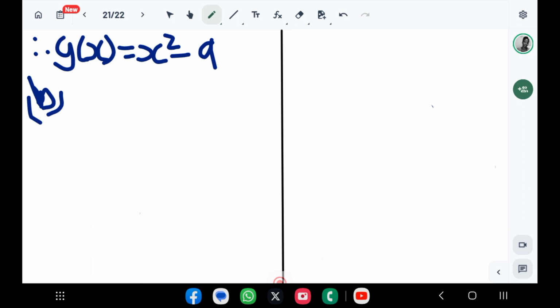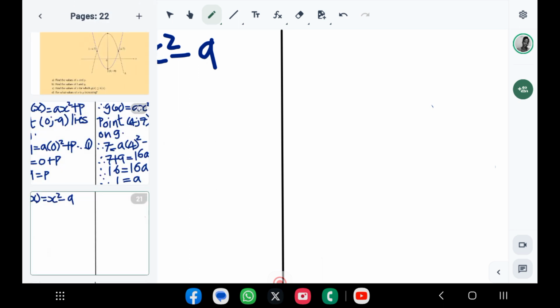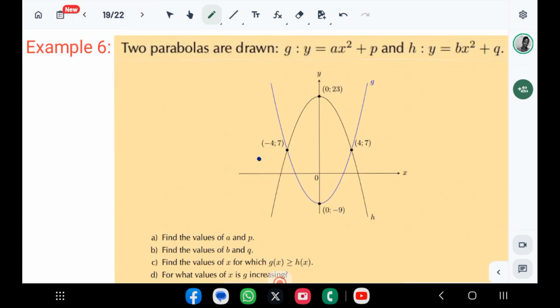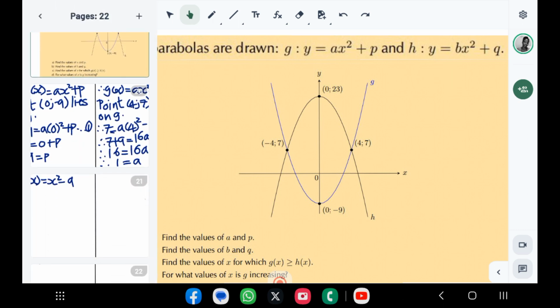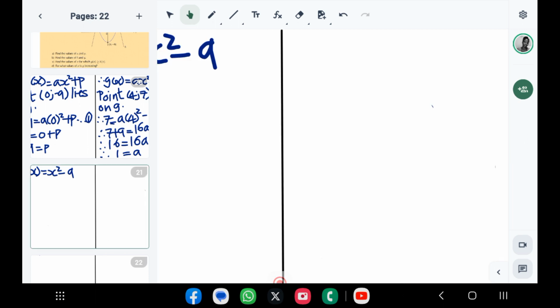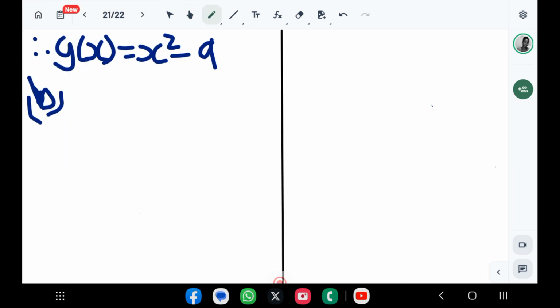Number B. Find the values of b and q with H. So h of x equals bx squared plus q.